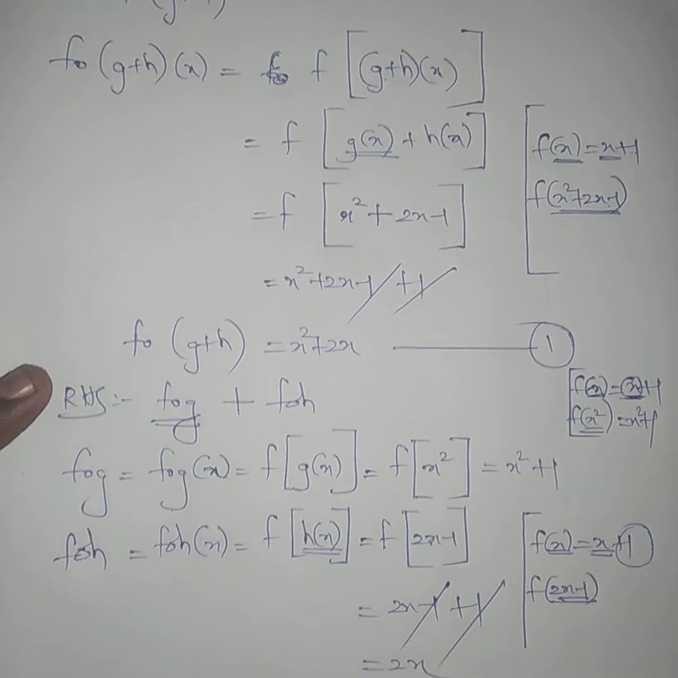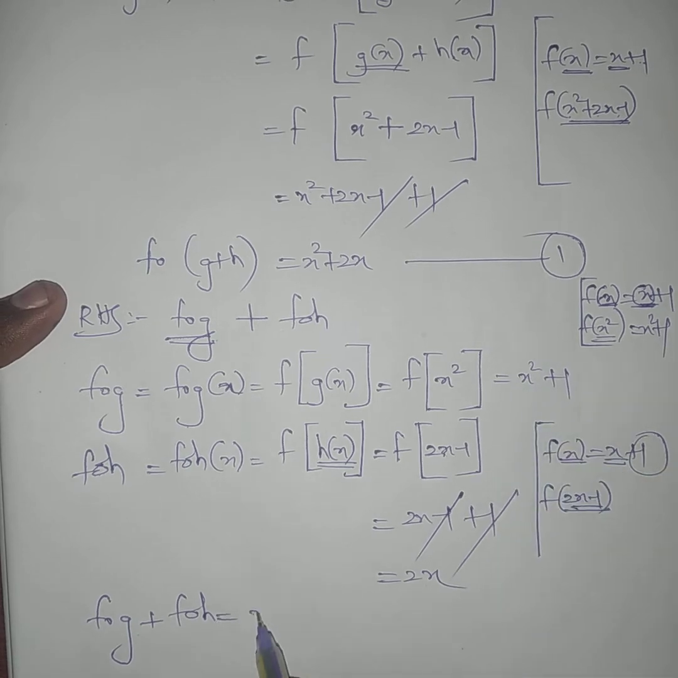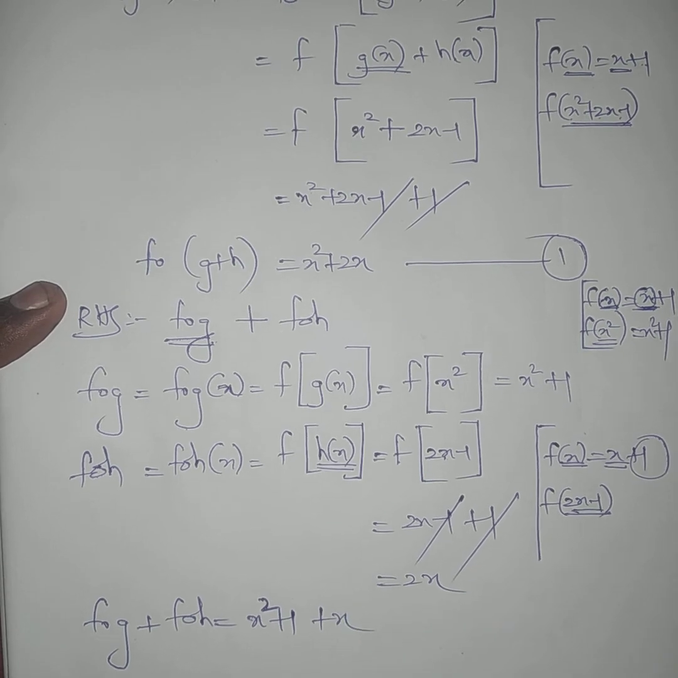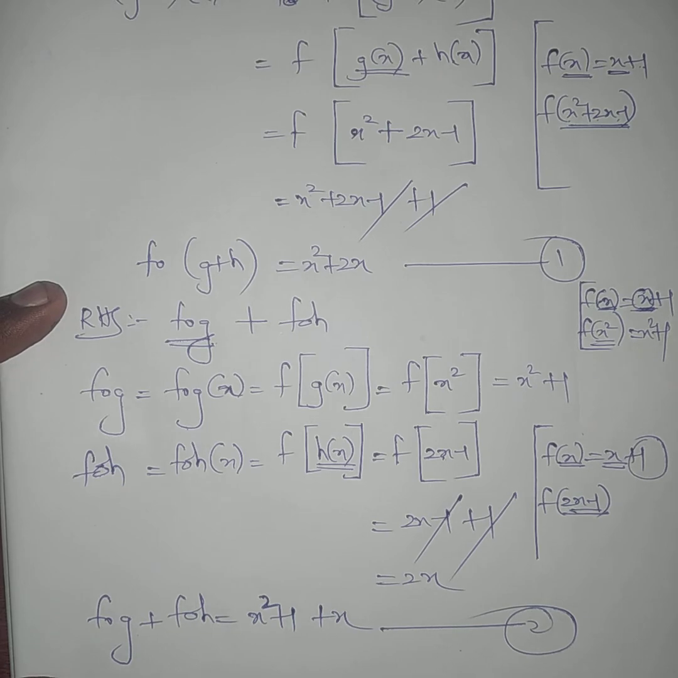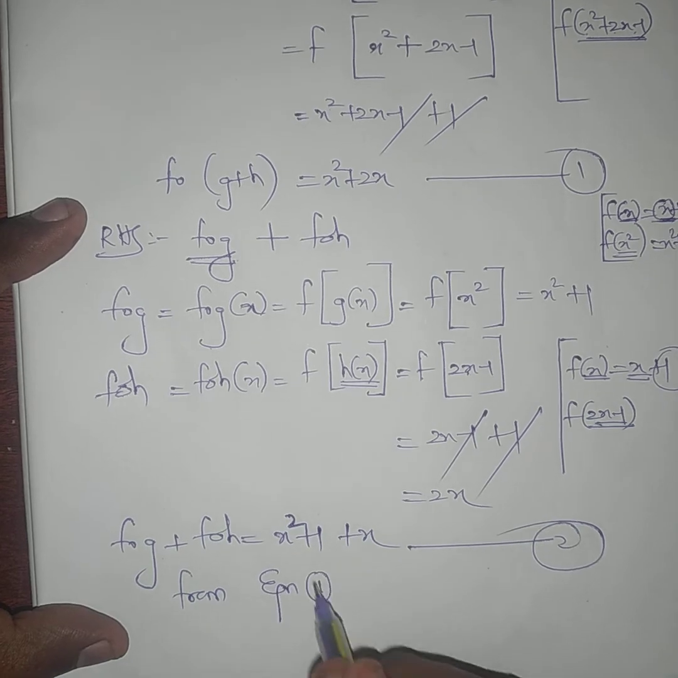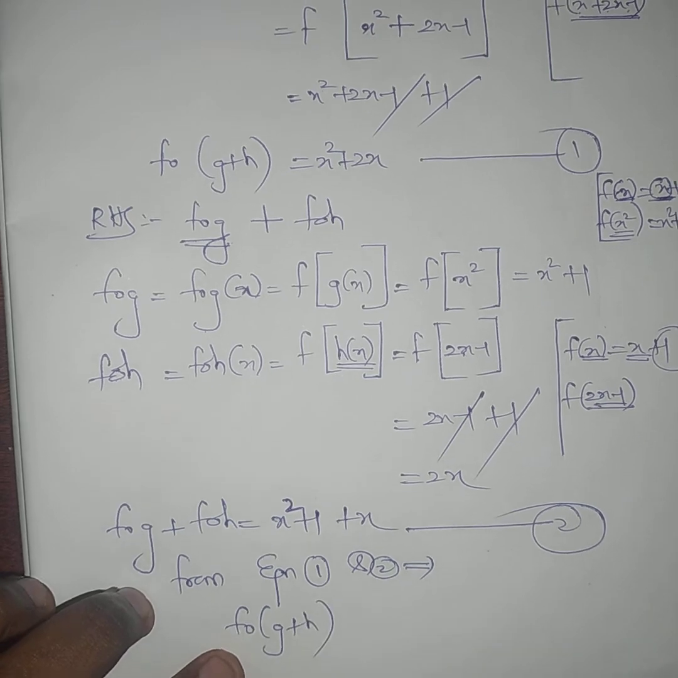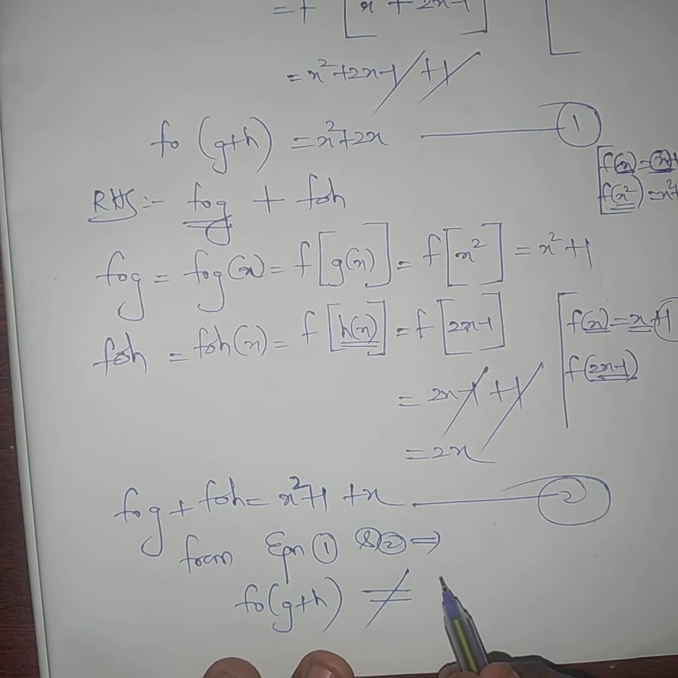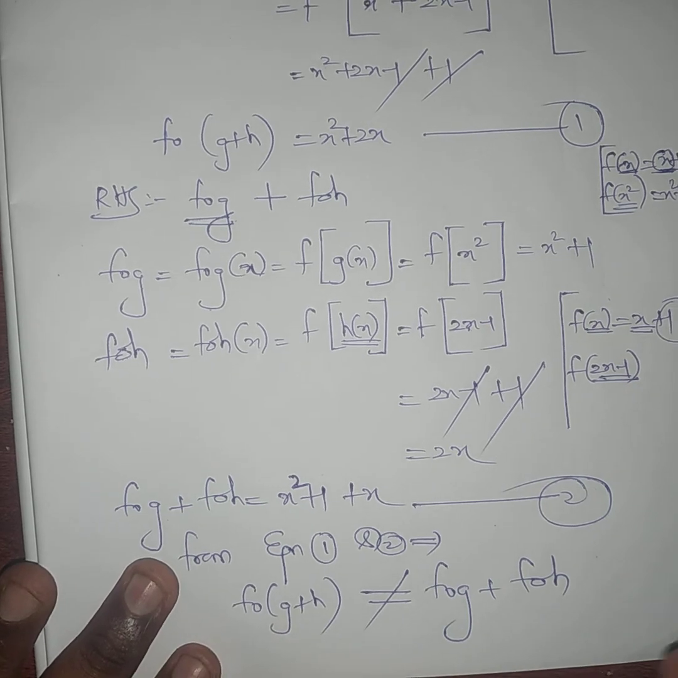So I need to add both these answers. Therefore F composite G plus F composite H is nothing but X square plus 1, plus 2x. So keep it as equation 2. See, from equation 1 and 2, does it satisfy? No, it is not satisfied. Therefore from equation 1 and 2, what can I say? F composite G plus H is not equal to F composite G plus F composite H. So this is our justification.